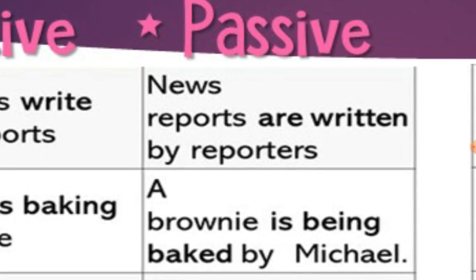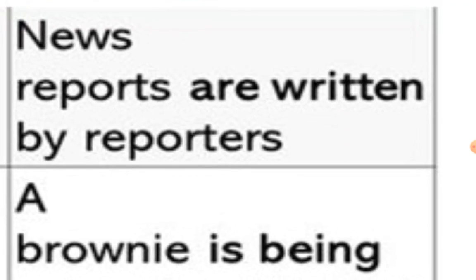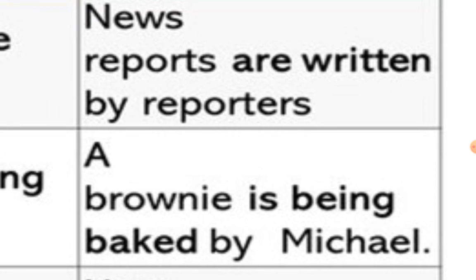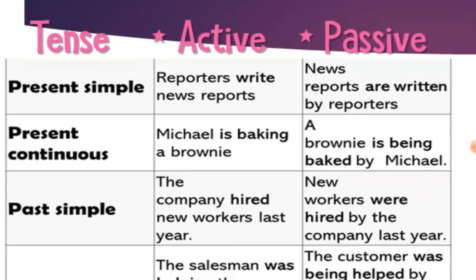So we have a brownie is being. Here we have two times the verb to be, but in one it is an auxiliary with is. Then you have the being, because that is the verb to be in the ing form, because remember, we're writing in the present continuous. So a brownie is being baked, the past participle for the main verb that is bake, by Michael. Well, in our case, by teacher Maritza. Okay? Then the past simple.